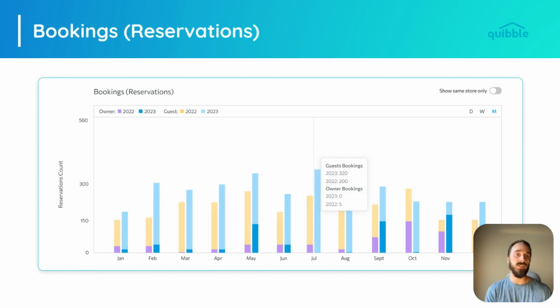Bookings and reservations. There are 2 major types of bookings that we care about: revenue bookings and owner bookings. In this view, you can see both and see them on a year-over-year basis. This data can help troubleshoot a lot of issues that can arise from owner bookings.